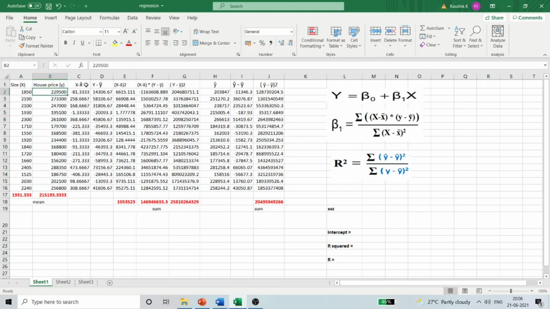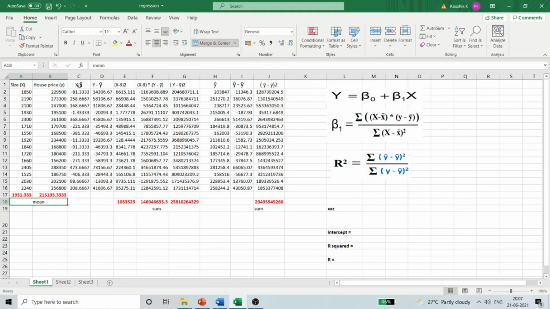As we solved the previous problem, first I have to find the mean. So x bar is the mean value using the formula. As you can see, it is the average of these values. Here also, if you observe, it is the average from B2 to B16, which is nothing but the house price value range. So I got X bar and Y bar.